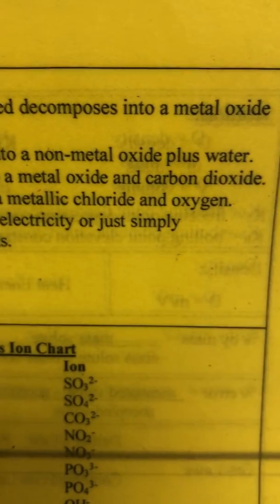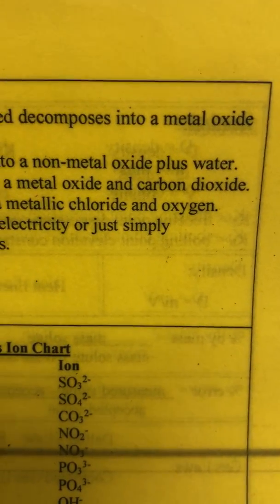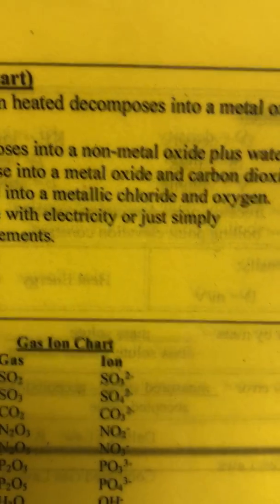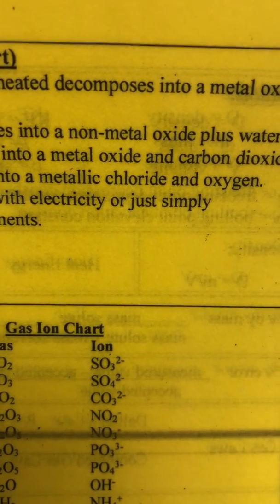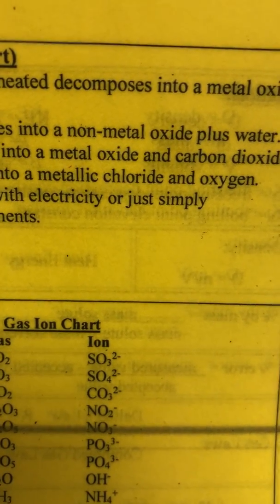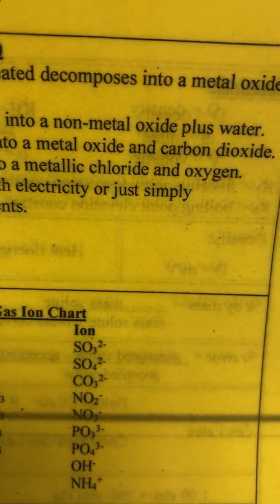And it even says so in my rules. So it says metallic chloride and oxygen. So really, to name my compound, all I really had to do was determine what my metal was. In this case, it was potassium.